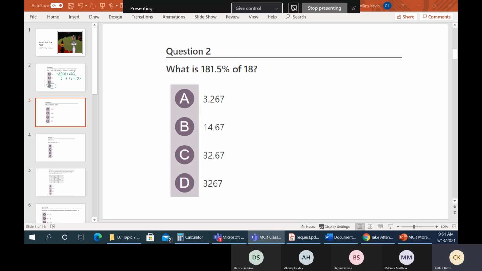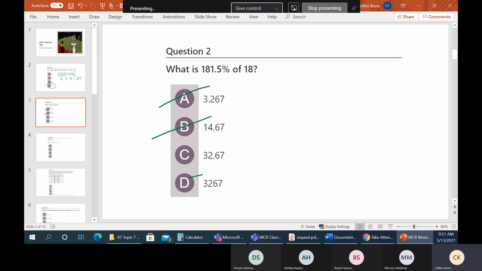Okay, so we've got a vote for C and we've got a vote for B. Okay, so let's be logical about this for starters. So 100% of 18 would be 18, right? So 181.5% would be more than 18, correct? So if it's more than 18, that means these guys are out. Okay. So if it's 200%, that would be twice as much as 18. So that'd be 36. So it's going to be a little less than 36.